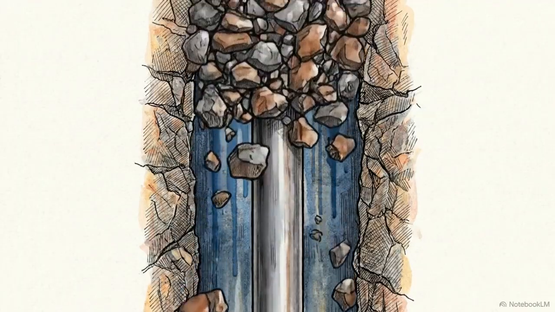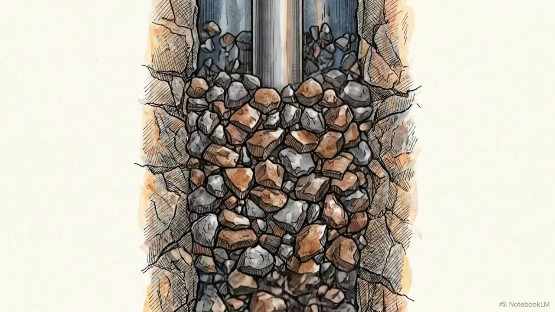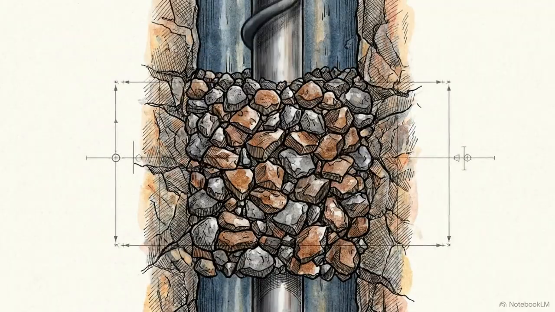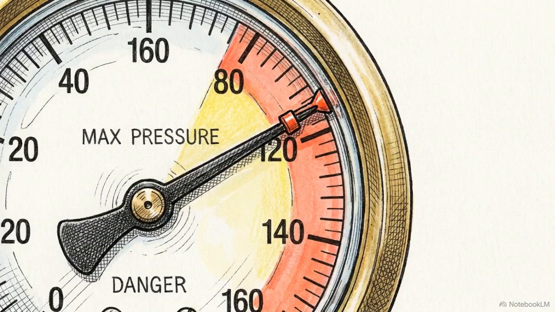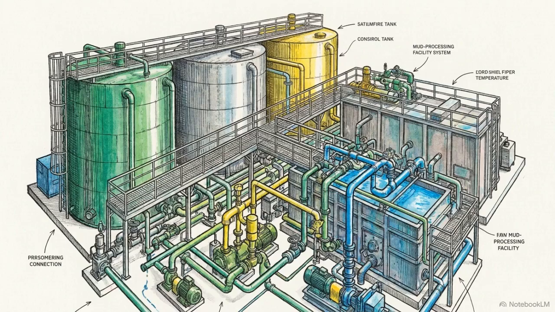They bridge across the narrow gap between the pipe and the wall, completely blocking fluid flow. This creates a pack-off. Circulation stops, pressures spike, and the drill string is physically cemented in place by its own debris. To prevent the mud from becoming too dense with rock, surface equipment strips the solids out.